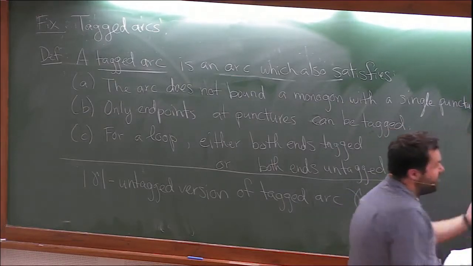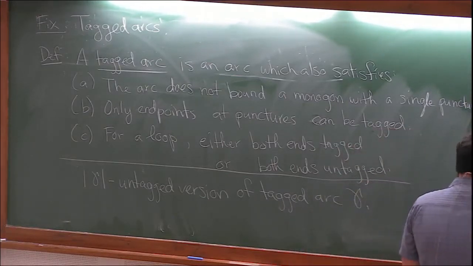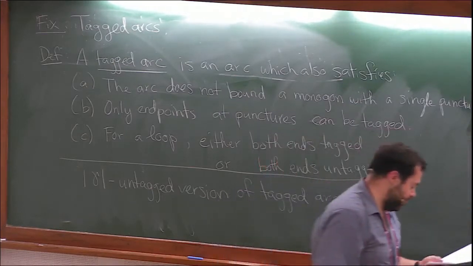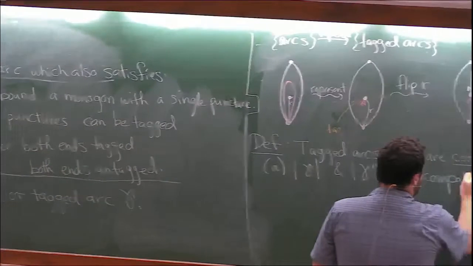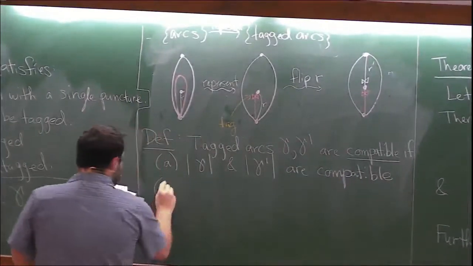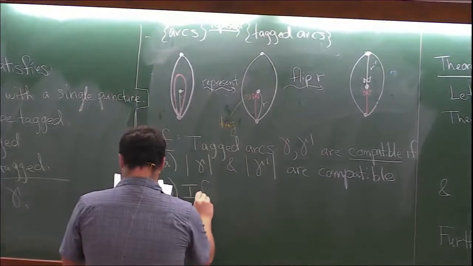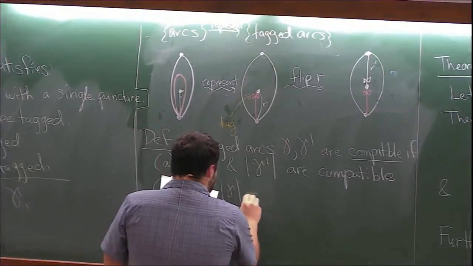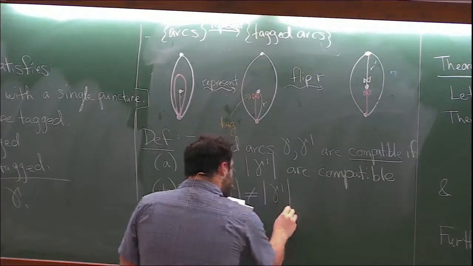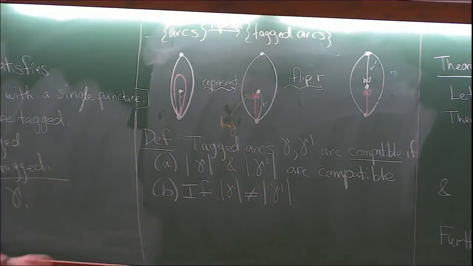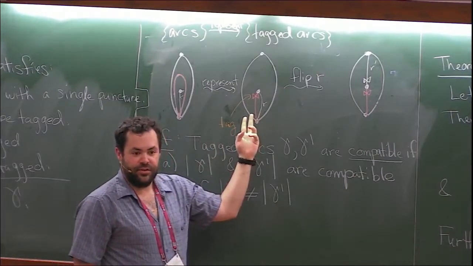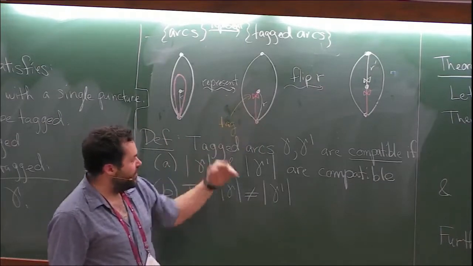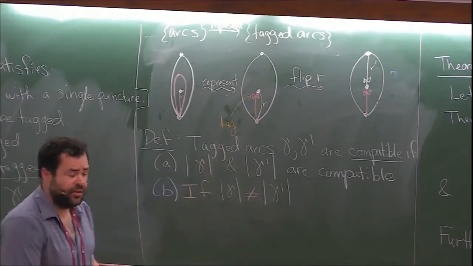Two tagged arcs are compatible if their untagged versions are compatible, like I said before. I defined compatibility for untagged arcs in the last lecture. And, if the untagged versions are not the same. In this case, if I remove the tag from this one, then I get two of the same. So in this condition, when I remove the tags, I don't get the same arc.